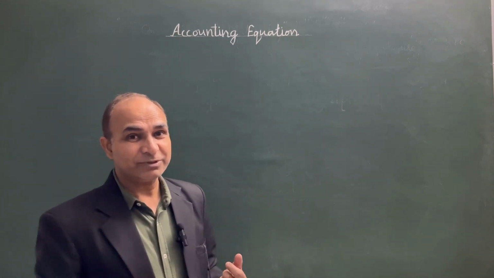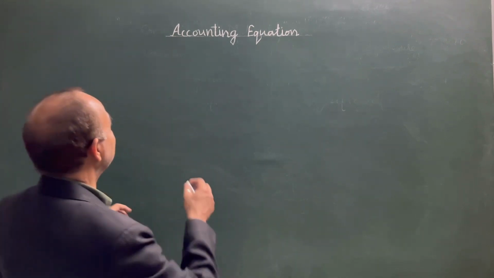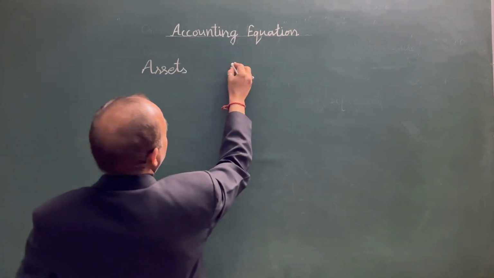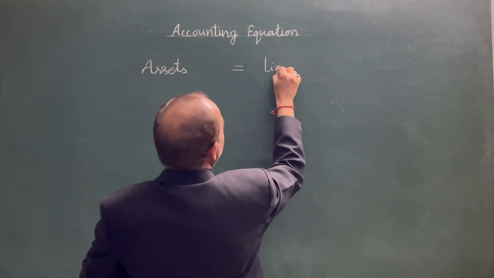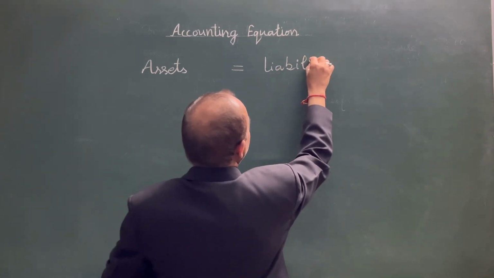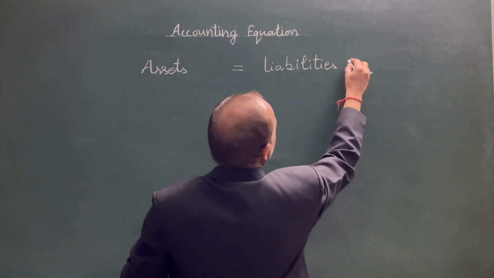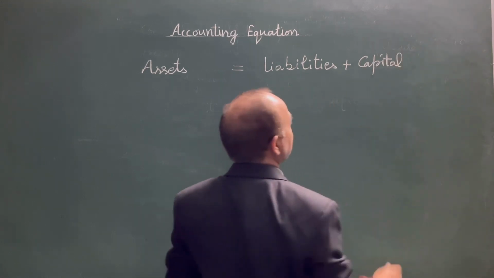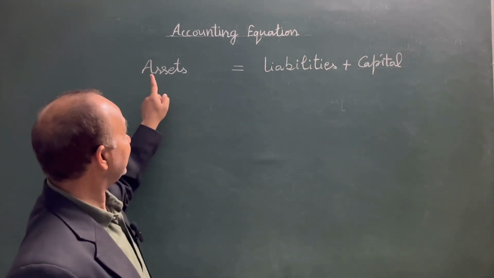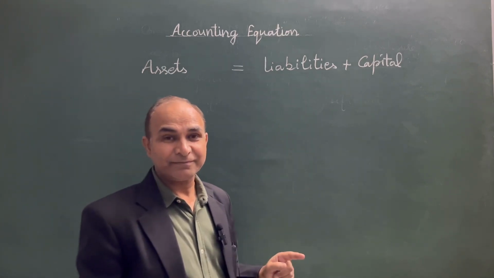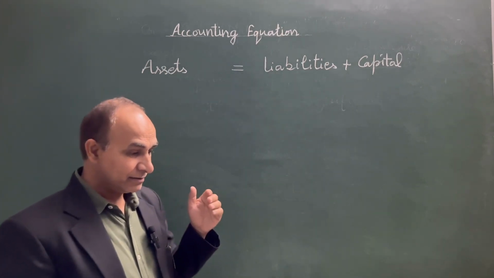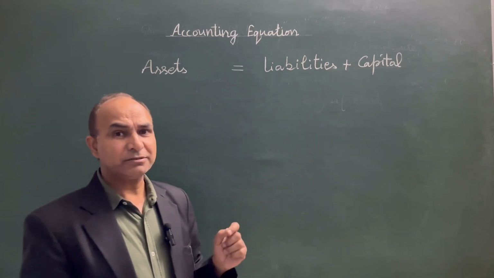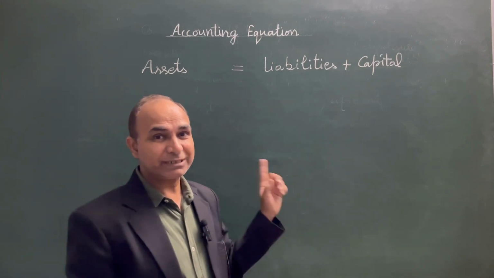So what is accounting equation? Accounting equation simply states that assets are always equal to liabilities plus capital. You need to understand the meaning of assets, liabilities, and capital as well. Visit the channel and go to the playlist accounting terminology. There I have explained all the terms in detail, but here also I would like to explain this.